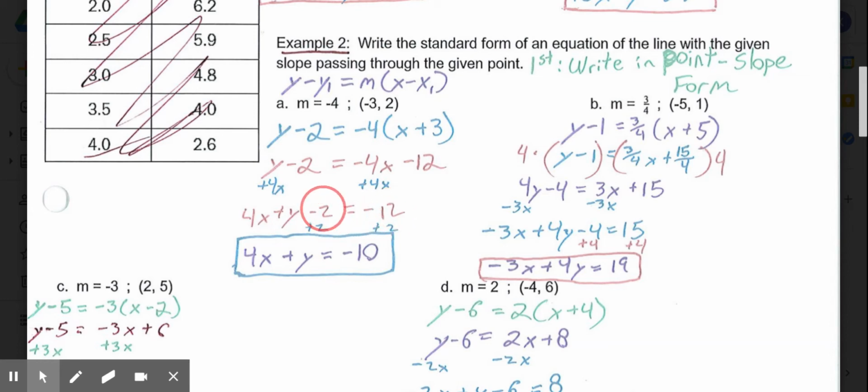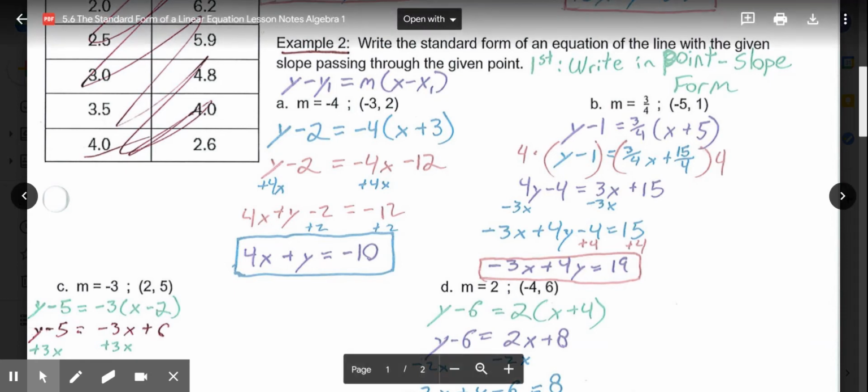I want to get rid of this minus 2 from the side of x and y, so I'll add 2 to each side. -12 plus 2 is -10. So I have 4x plus y equals -10, and that's our standard form of the line. In B, same process, take our info and write it in point-slope form.